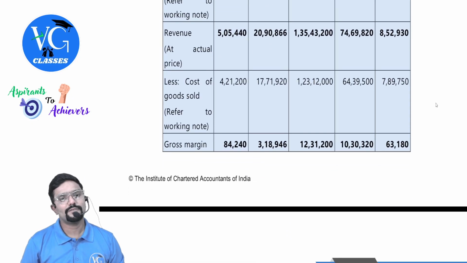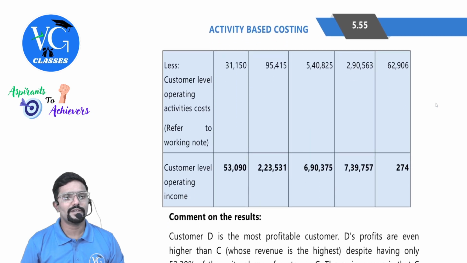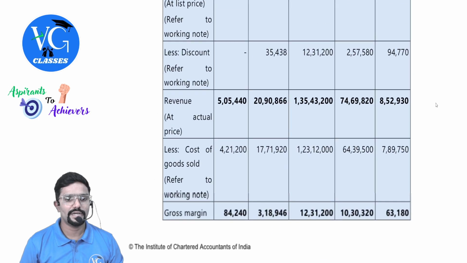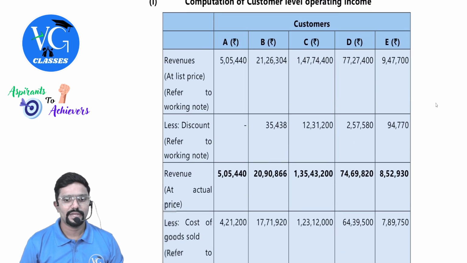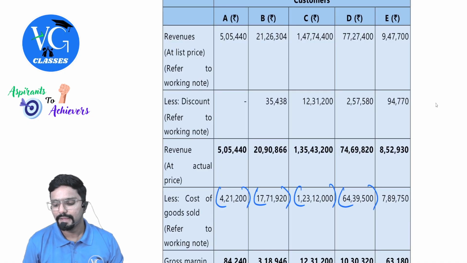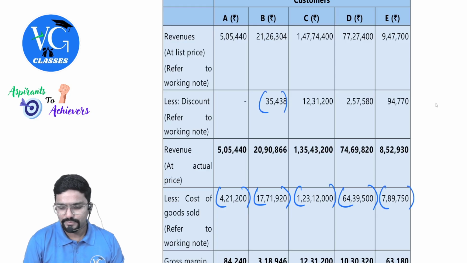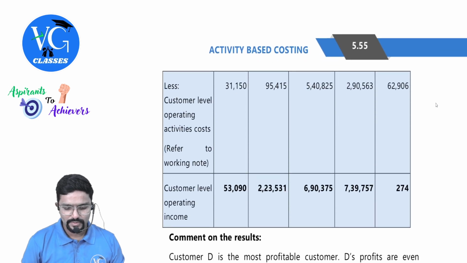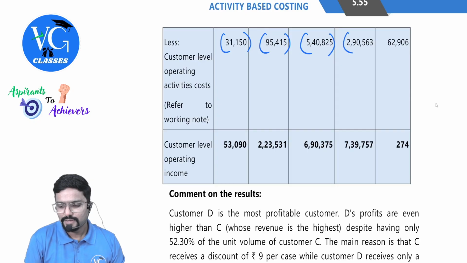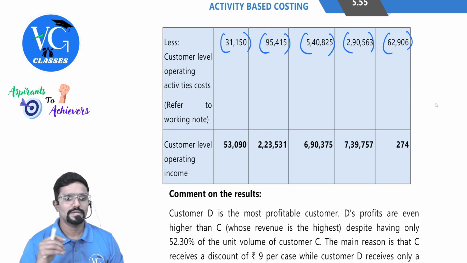Coming back now. Where is cost of goods sold reduced? You will get gross profit or gross margin. Then customer level operating activity cost, whatever we have calculated in the working note, just reduce it here. They have not put the minus in brackets. Your job is to put it in brackets. Even the discount. Put it in brackets here. Customer level operating income is given.